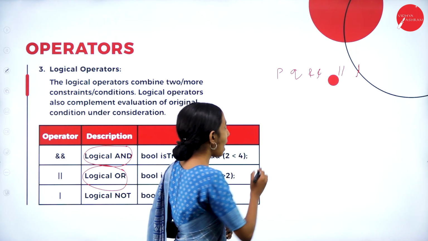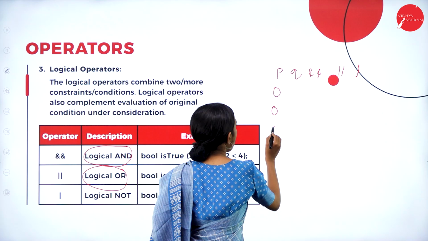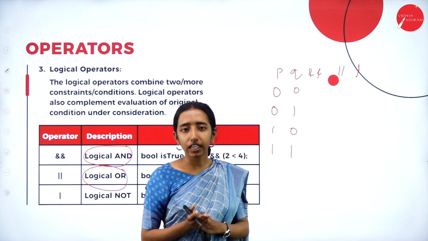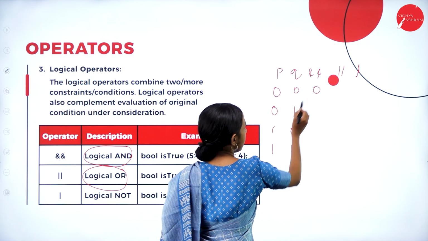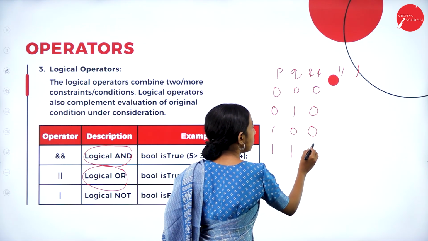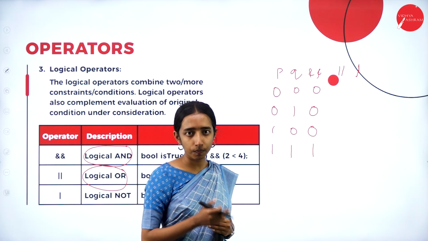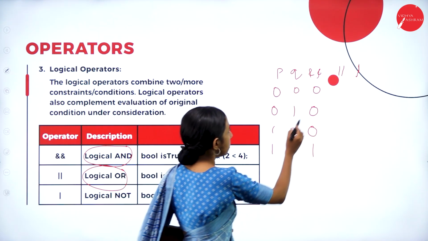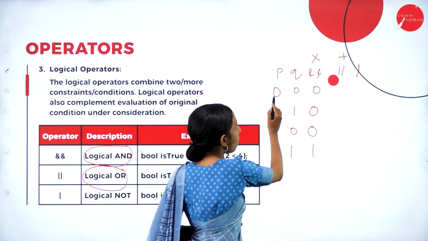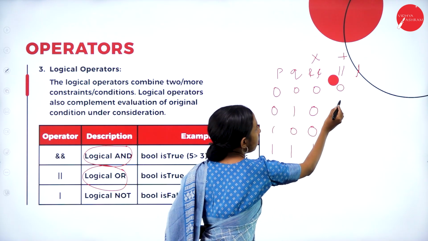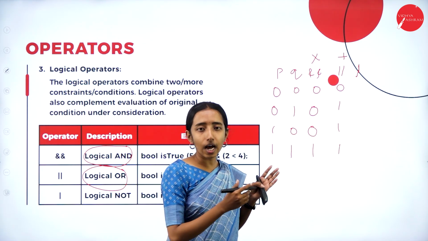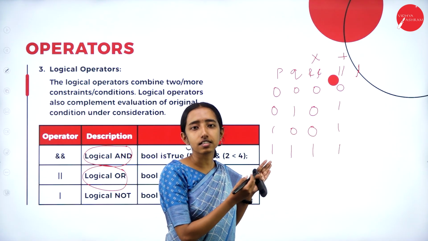So now we are having the variables P and Q: 0, 0, 1, 1 and 0, 1, 0, 1. The AND means it is a multiplication. So 0 into 0, 0; 0 into 1, 0; 1 into 0, 0; 1 into 1, 1. This was about the AND operator. Next we are having the OR operator. For OR, it acts as a plus. So 0 plus 0, 0; 0 plus 1, 1; 1 plus 0, 1; 1 plus 1, 1. This is completely discrete mathematics.